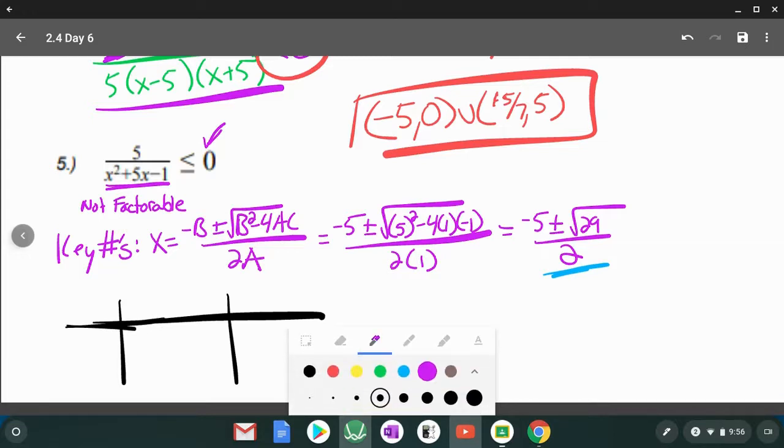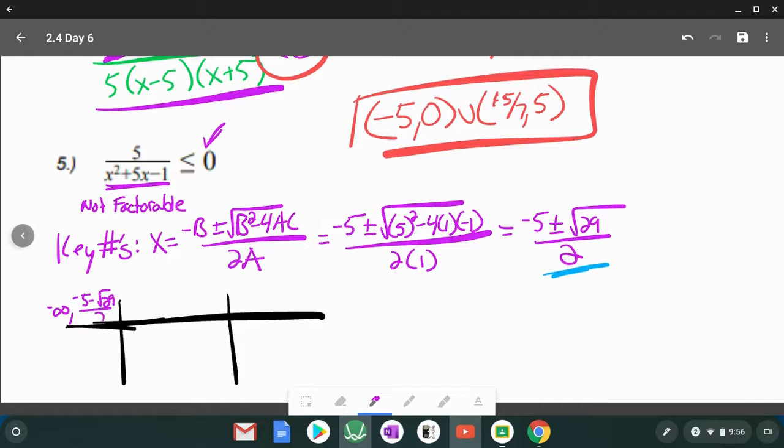So we have our interval is from negative infinity to negative 5 minus root 29 over 2. And that is included. And then negative 5 minus root 29 over 2 to negative 5 plus root 29 over 2. And then negative 5 plus root 29 over 2 to infinity. So this is our interval set.